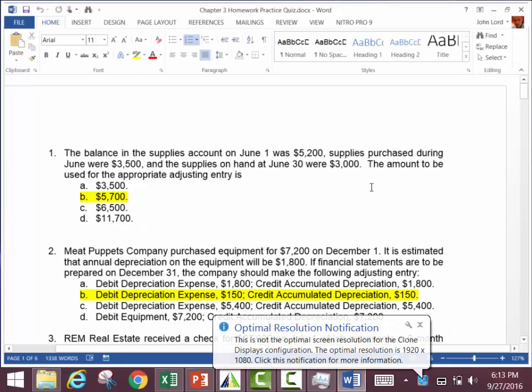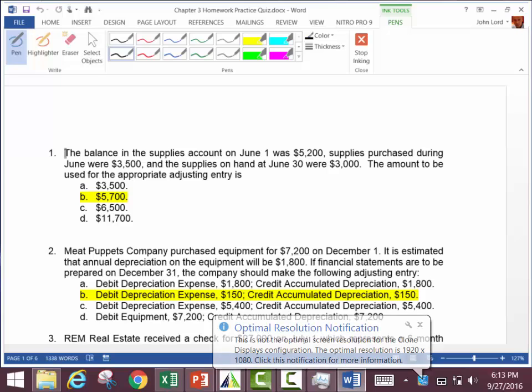You got the pen still? Okay, so what do we do? We sat here and we purchased the supplies, right? When we purchased the supplies, we went ahead and we did what?